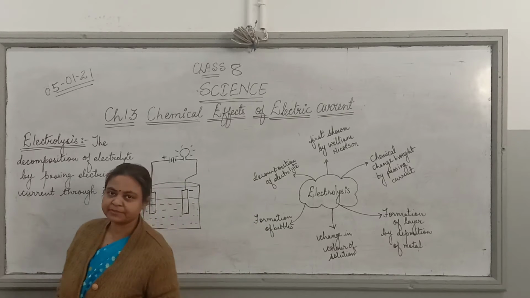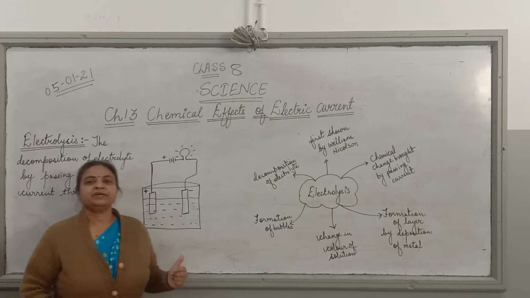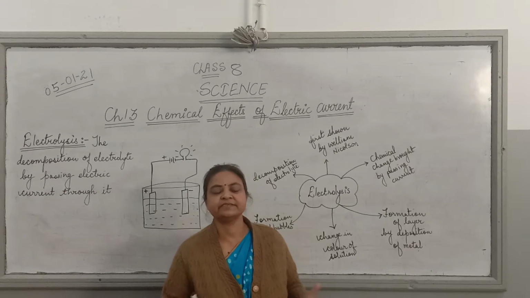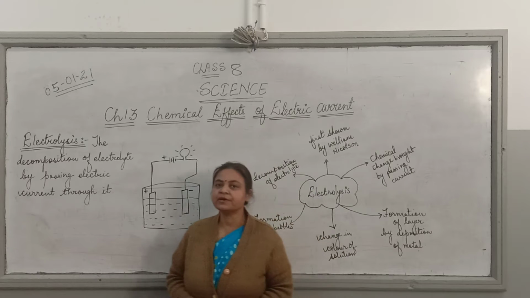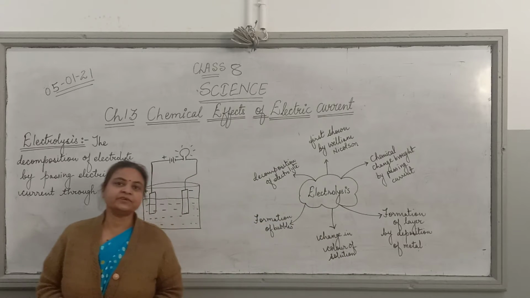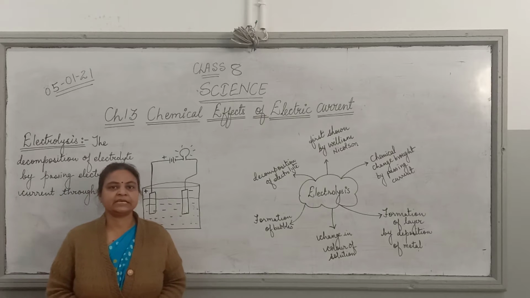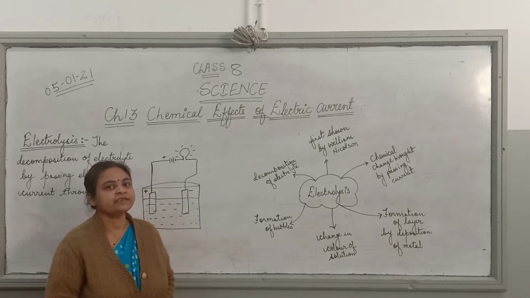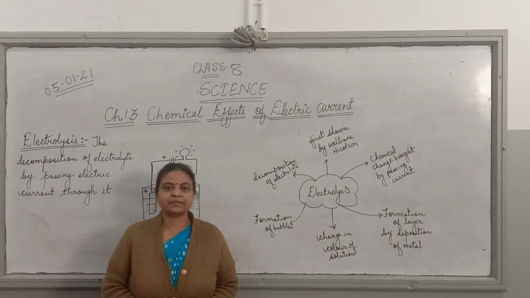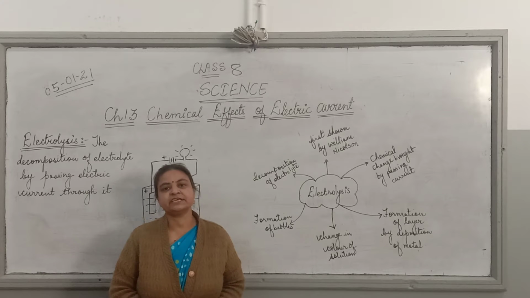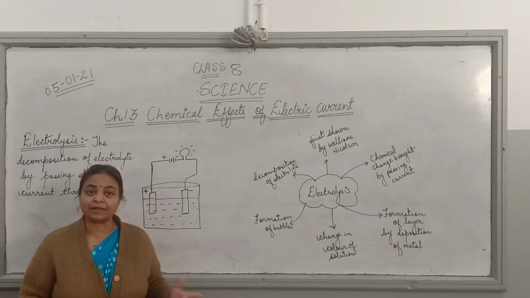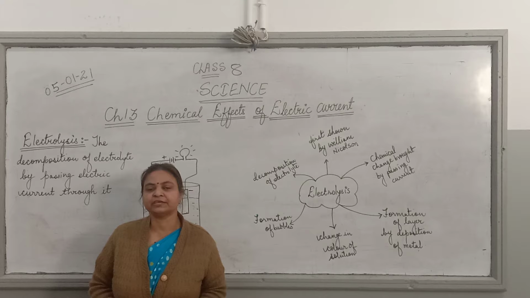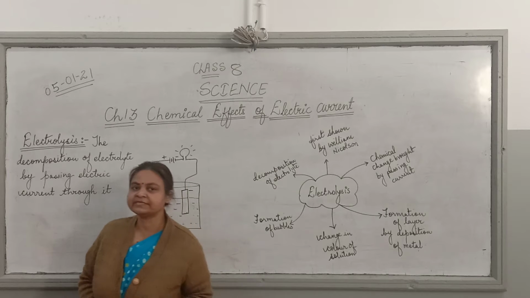We are doing chapter number 13, Chemical Effect of Electric Current. As discussed in the previous video, we have seen that liquids also conduct electricity. But the process of conduction is a little bit different. Liquids conduct electricity in the form of ions, with the help of ions. How ions are formed, I have given you one introduction about that. Let us see that once again.